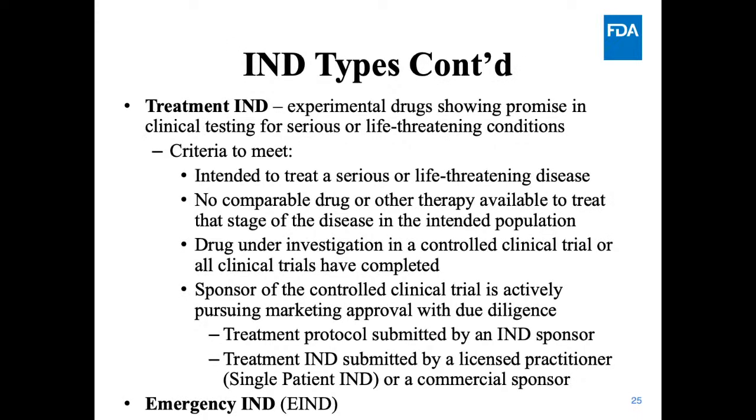So IND types continued. Treatment IND: an experimental drug showing promise in clinical testing for serious or life-threatening conditions. The criteria to meet are: intended to treat a serious or life-threatening disease, and no comparable drug or other therapy available to treat that stage of the disease in the intended population. The drug is under investigation in controlled clinical trials, or all clinical trials have completed.